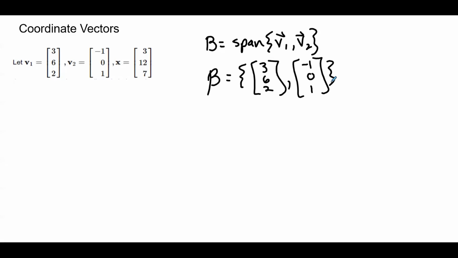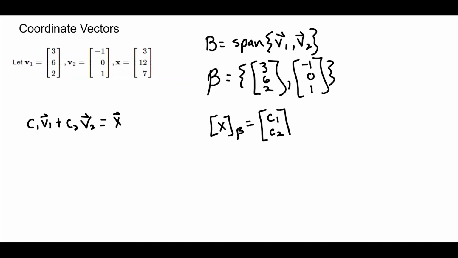So we have x, and we want to know what's the coordinate vector for x, meaning if we take one of those linear combinations of v1 and v2 to get x, we would say the coordinate vector for x relative to the basis will be the weights that you need to apply to the basis vectors to get that x.